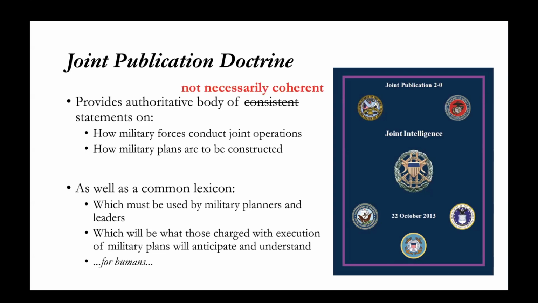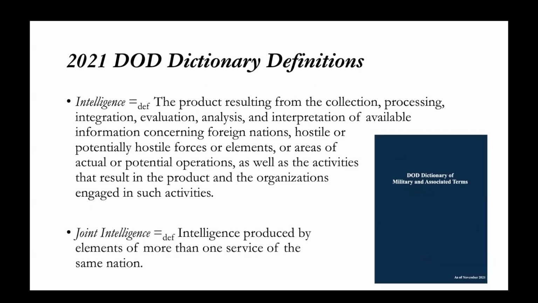Unfortunately, it ain't that good. It's for humans, yeah. Not necessarily consistent. We've seen some of this. I told you, though, this comes out of the DoD dictionary. So a lot of these joint publication definitions emerge from the DoD Dictionary of Military Terms. This is, as of November 2021, a definition, for example, of intelligence, which we've seen.